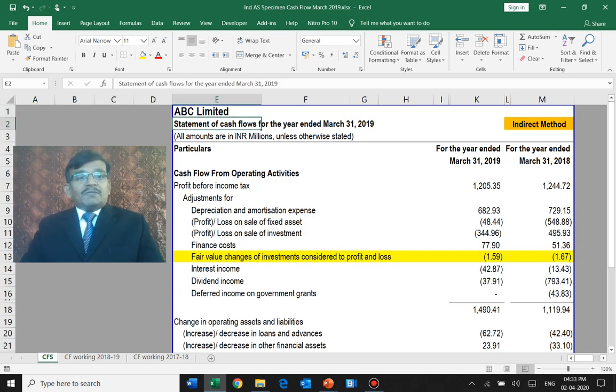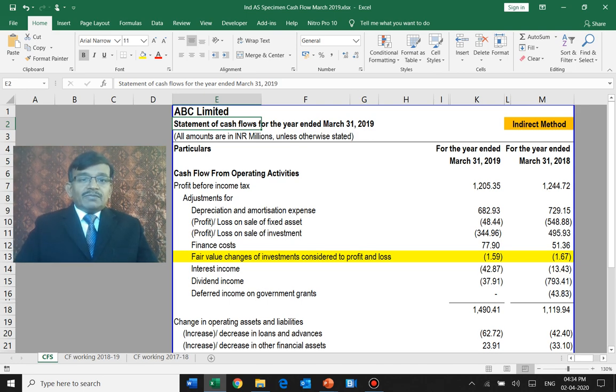As we have said, it is for the year ended. It is not a cash flow for a particular date. It is for a particular period, so it is like a profit and loss account. It's a statement of cash flows for the entire year or for the reporting period. It may be period ended or year ended. Period ended means the entity is preparing interim financial statements. The first part of the cash flow statement will be cash flows from operating activities.